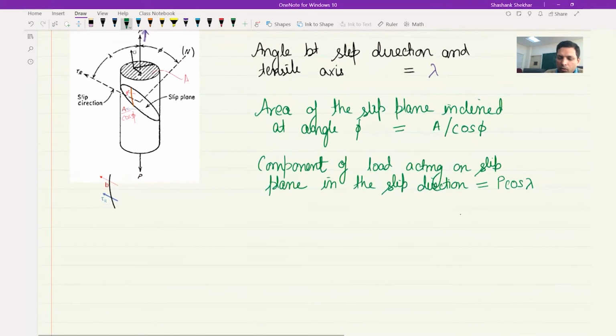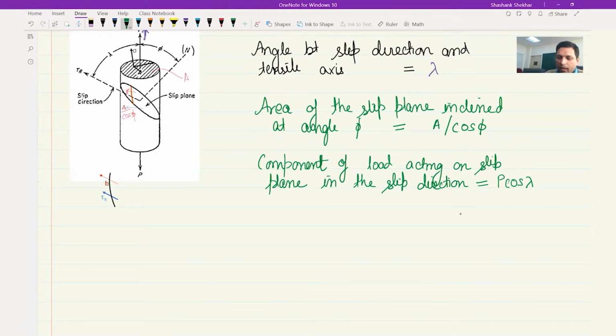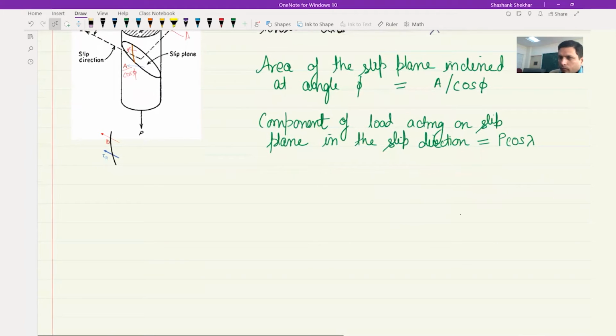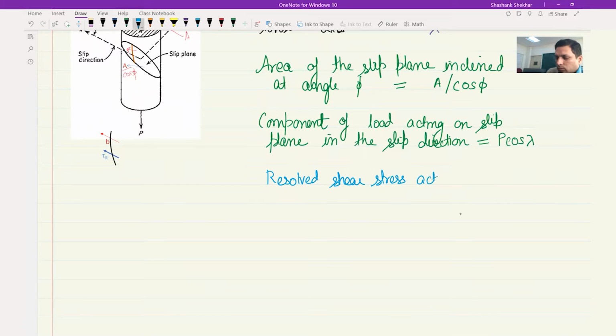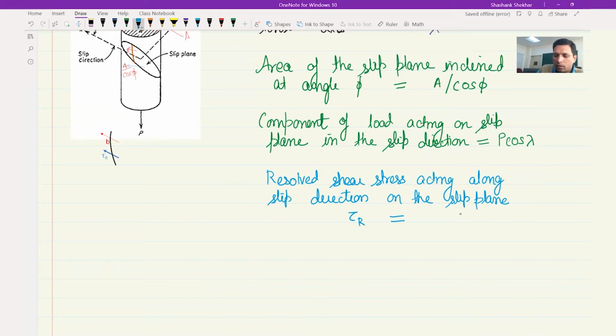Now we have the load and we know the area, and therefore we are in a position to find the stress acting here. That would be given by the resolved shear stress acting along the slip direction on the given slip plane. Tau r is equal to P cos lambda divided by A by cos phi, which is equal to P by A times cos phi cos lambda.